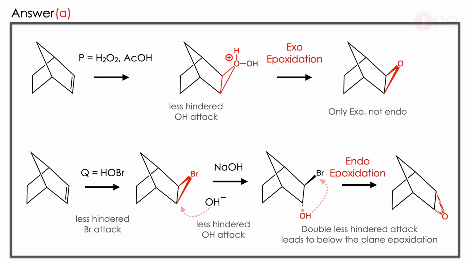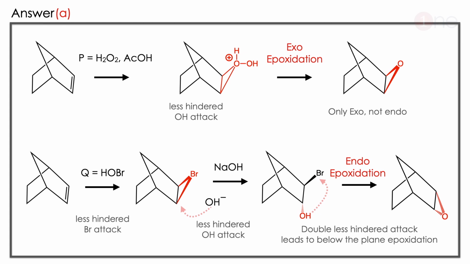Then comes HOBr. The HOBr follows the same mechanism, but bromination initially occurs. So bromination occurs on the same exo side of the double bond, the less hindered side. Then sodium hydroxide, the base, attacks on the less hindered side, the same way. So OH and Br ring opening occurs. Again, bromine is a good leaving group, so the attack is from below. So it forms the epoxide below. Here twice the epoxidation makes it the endo product.